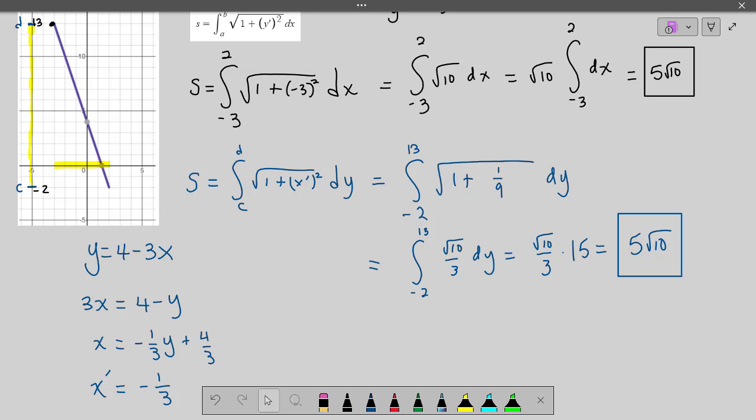And how did you get that root 10 over 3? This is 9 divided by 9. Oh, actually, I... You see it already? Yeah. So we're going to multiply that by 9 over 9. So we have 10 over 9.